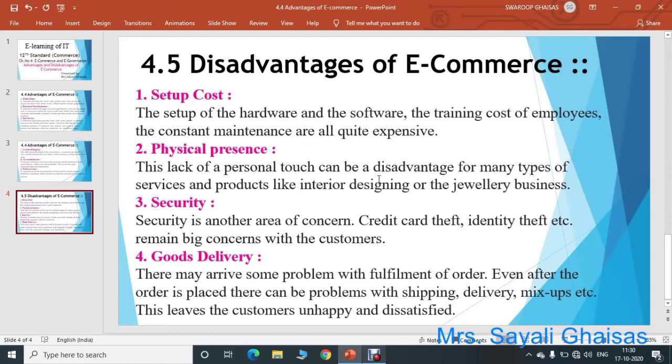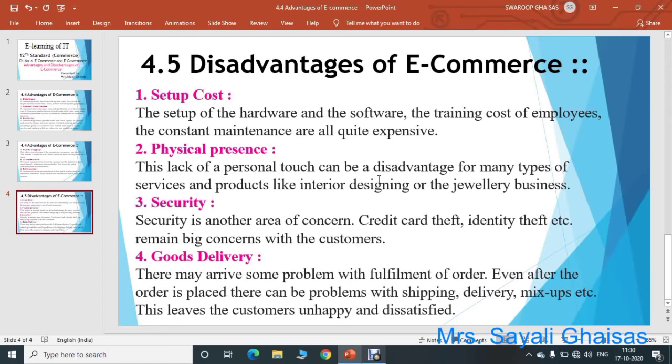And the next disadvantage is goods delivery. There may arise some problem with the fulfillment of an order. Even after the order is placed, there can be problems with shipping, delivery, mix-ups, etc. And this may leave the customers unhappy and dissatisfied.